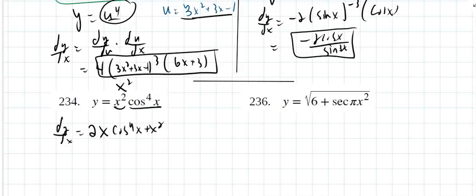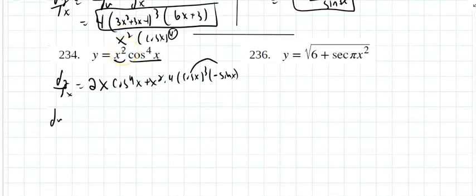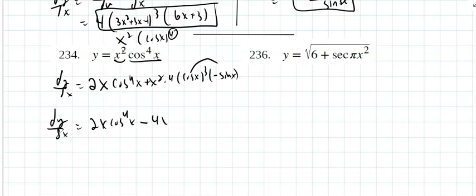Well, the second, if you look closely, this is really x squared times the cosine of x to the 4th. So the second, you bring the power down, subtract 1 from the power, times the derivative of the inside, which is negative the sine of x. And there it is. Dy dx would be twice x cosine to the 4th of x minus 4x squared, the cosine cubed of x sine of x.